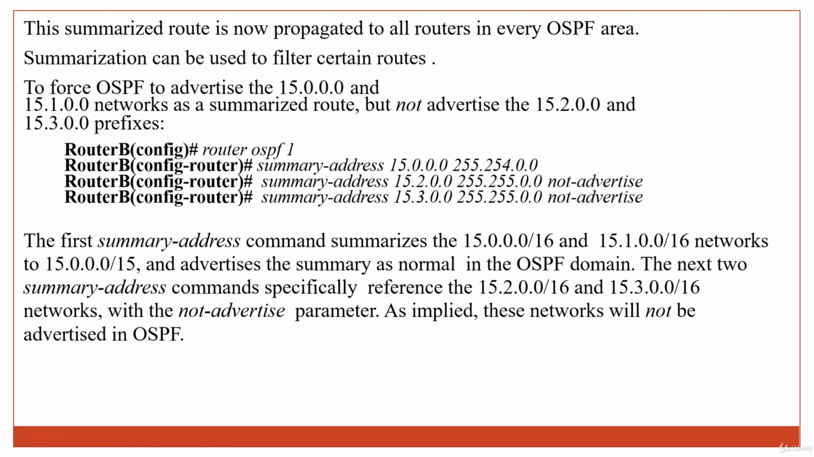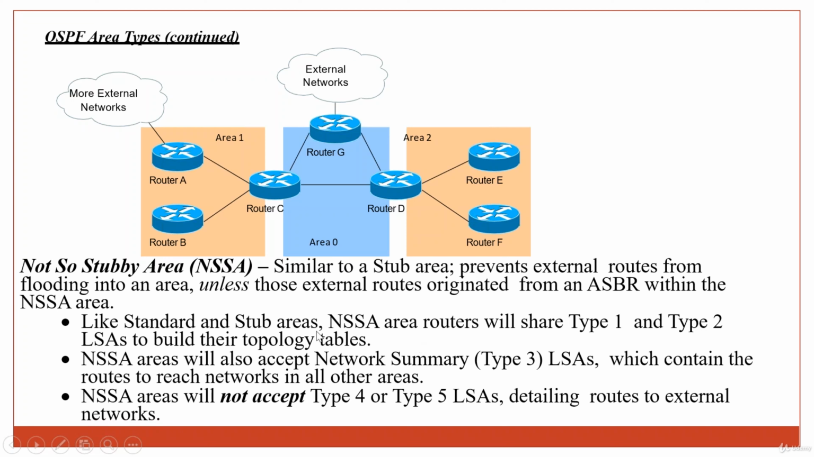Like a standard stub area, NSSA area routers will share type 1 and type 2 LSAs. Okay, they are not blocking type 1 and type 2. The NSSA area will also accept type 3 LSA. So they are going to accept type 1, type 2, type 3. But NSSA will not accept type 4 and type 5. Okay.